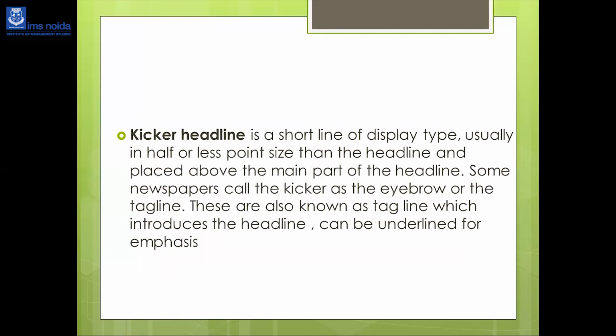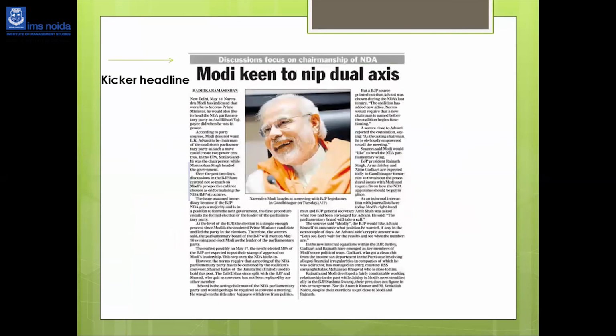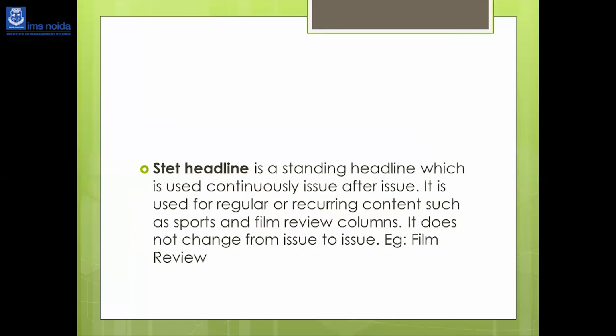The next is the kicker headline. A kicker headline is a short line of display type, usually half or less the point size of the headline, and placed above the main part of the headline. Some newspapers call the kicker the eyebrow or the tagline. These are also called a tagline which introduces the headline, and can be underlined for emphasis. Here is one example of kicker headline.